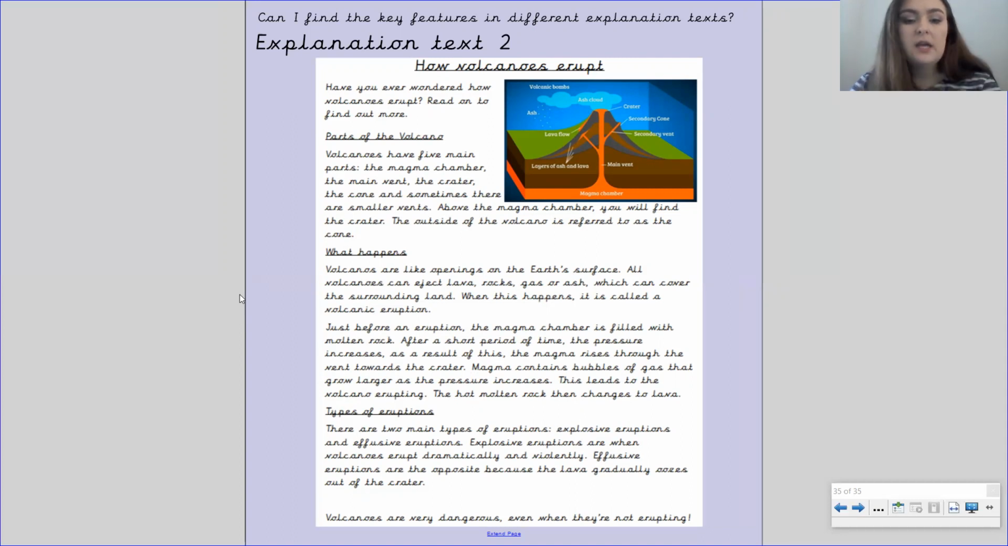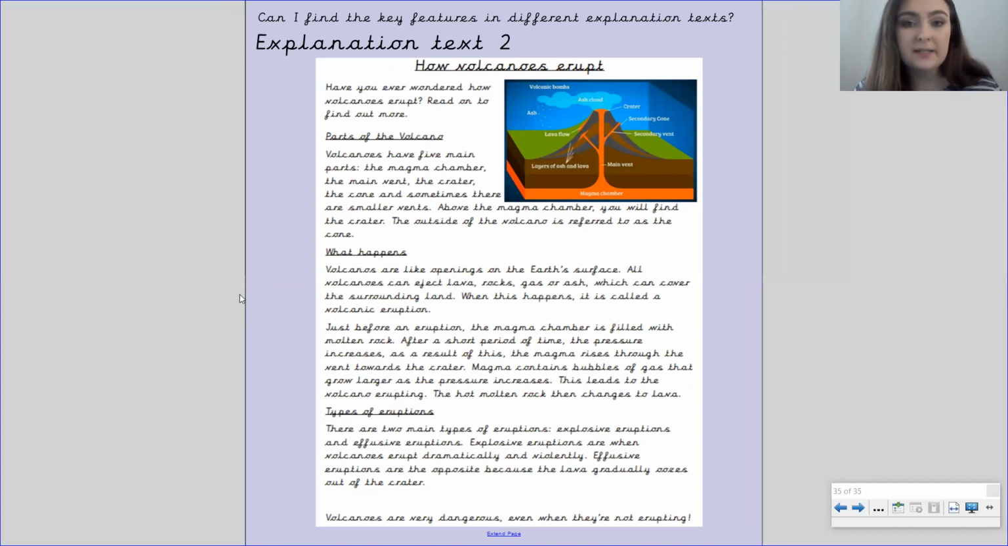Types of eruptions. There are 2 main types of eruptions: explosive eruptions and effusive eruptions. Explosive eruptions are when volcanoes erupt dramatically and violently. Effusive eruptions are the opposite because the lava gradually oozes out of the crater. Volcanoes are very dangerous even when they're not erupting.